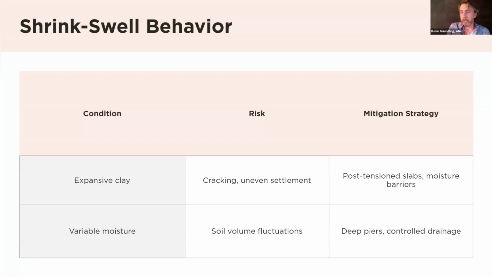you can expect essentially soil volume fluctuations, and so it's going to absorb that moisture and create more volume, which puts lateral and vertical pressure on the foundation. You have to control that by either stiffening the foundation or anchoring the foundation into more friction in the soil with deep piers. Controlled drainage as well helps.